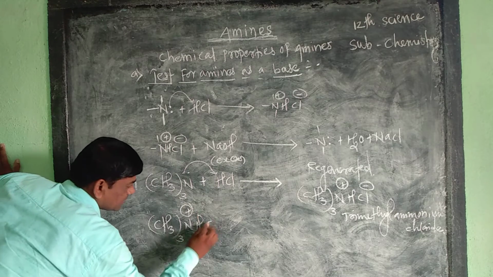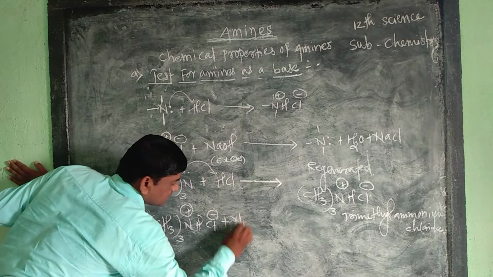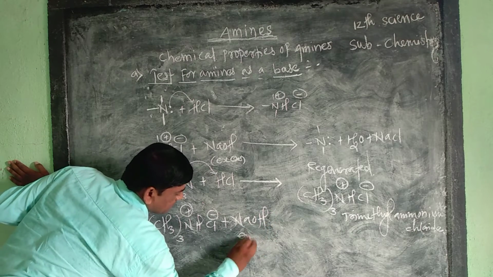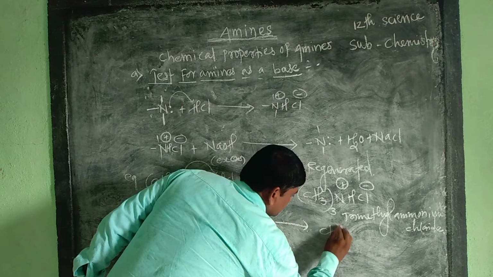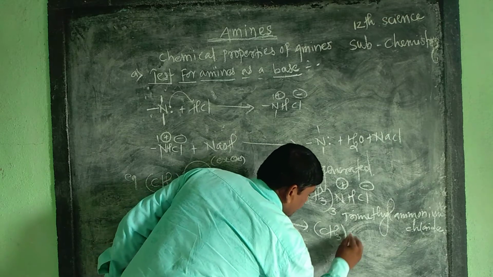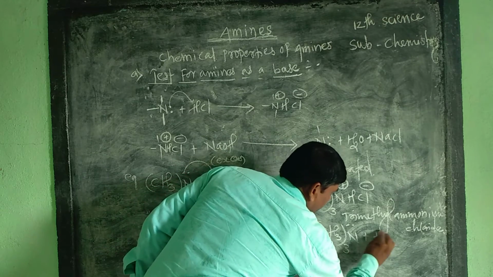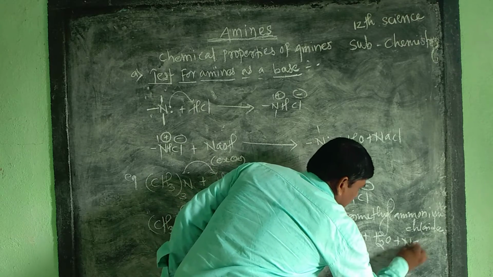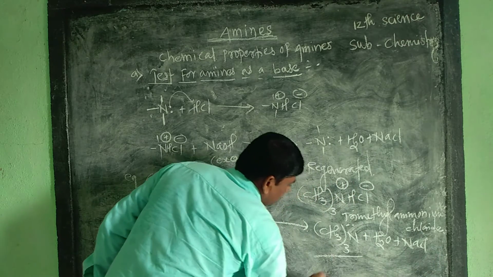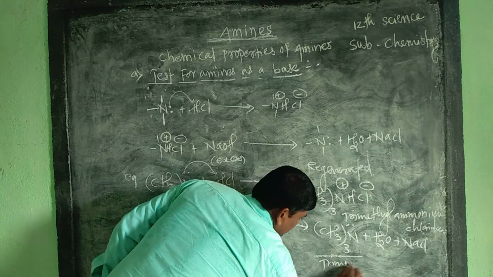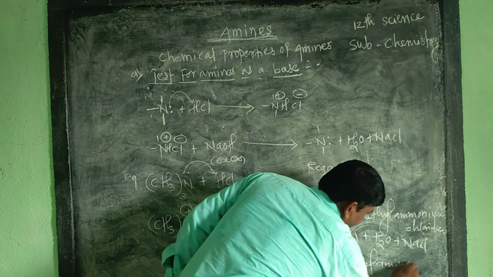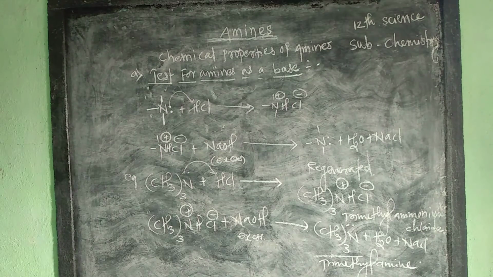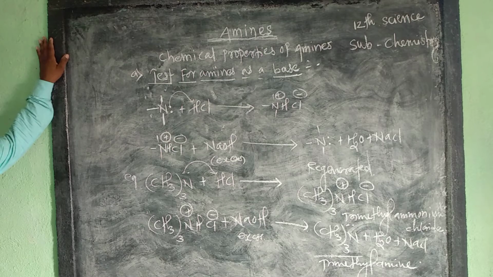Then again this reacts with excess NaOH, and the product is formed like this, the product which is regenerated, along with the formation of H2O plus HCl. This shows that the amine, trimethylamine, is basic in nature. By using this test, it shows that amines are basic in nature. Okay, write down this.